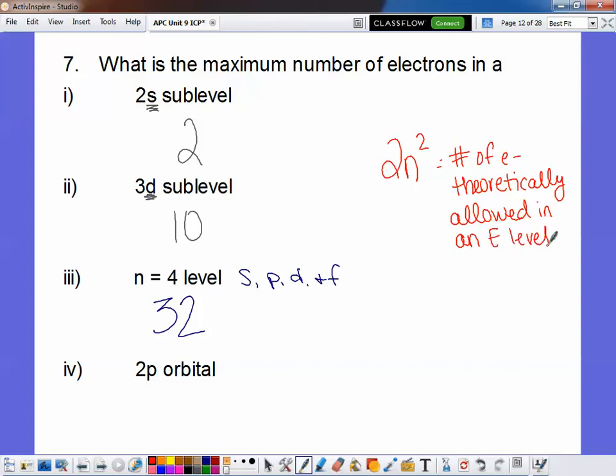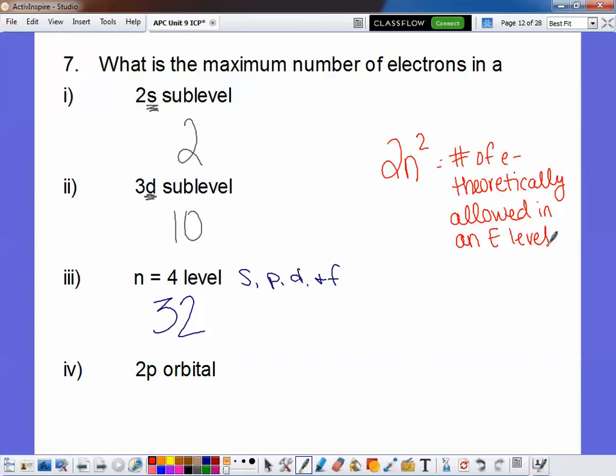So you take the energy level number, remember they're always integers, 1, 2, 3, whatever. You square it and then you multiply it by 2. But that's the theoretical number. It's not necessarily what happens IRL. Okay? It's not necessarily what happens in real life. So like the 5th energy level, what's 5 squared? 25 times 2, 50. Technically, the 5th energy level could have 50 electrons, but we don't have elements that use sublevels past F.